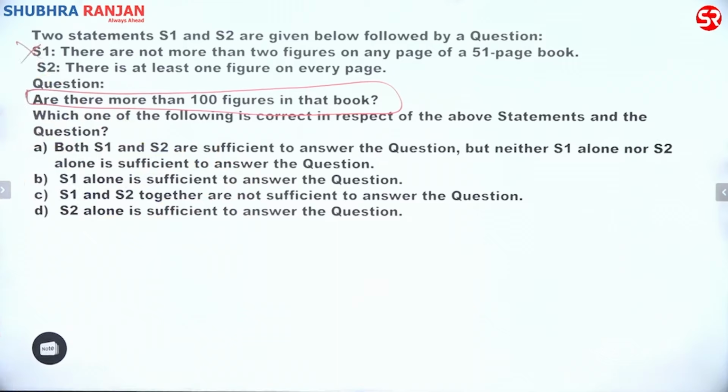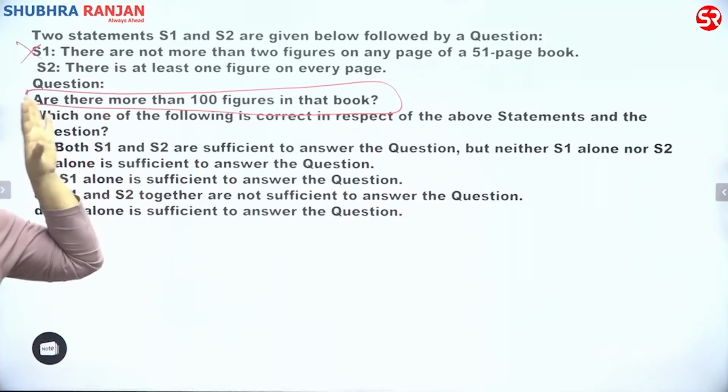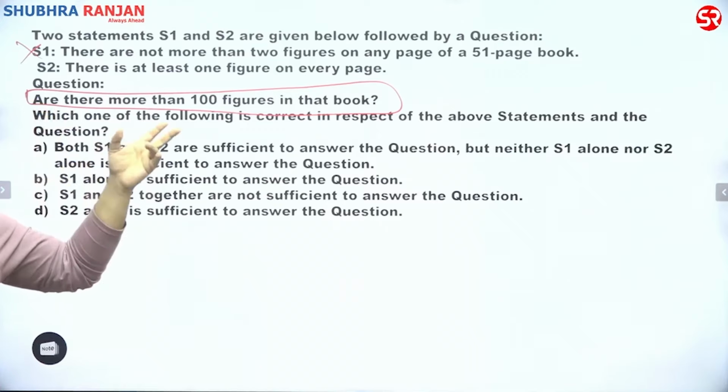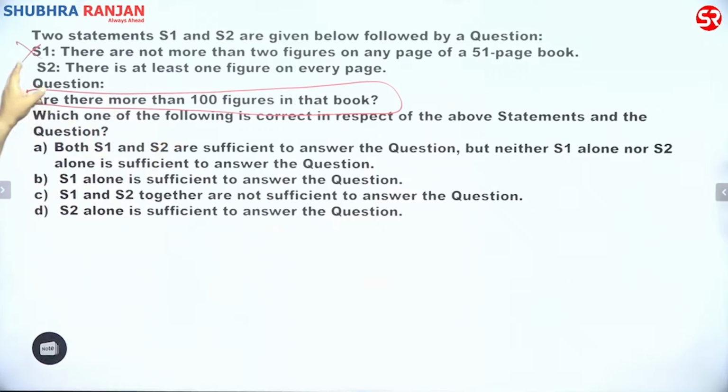Then there is at least one figure on each page. At least one means the minimum number of figures would be 51, right? But at least one means there can be more than one. There may be 2, 3, 4, 5, 10 figures in that book. Statement 1 is forgotten here, use statement 2 alone, and statement 2 also does not give us this. Then combining them, he says there is at least one figure and not more than two figures, which means then also we cannot say the maximum number of figures. It is C. Yeah, it would be a range. Absolutely right. Great.